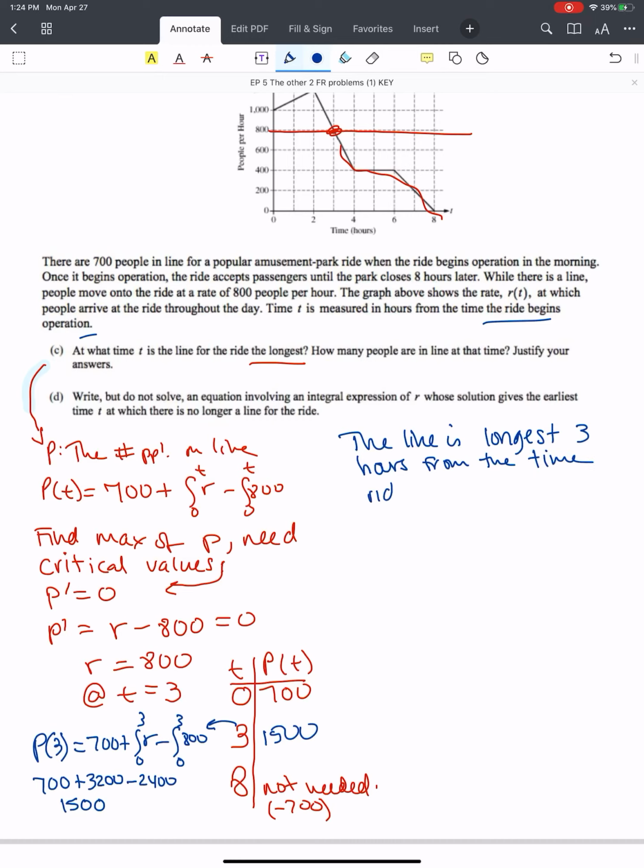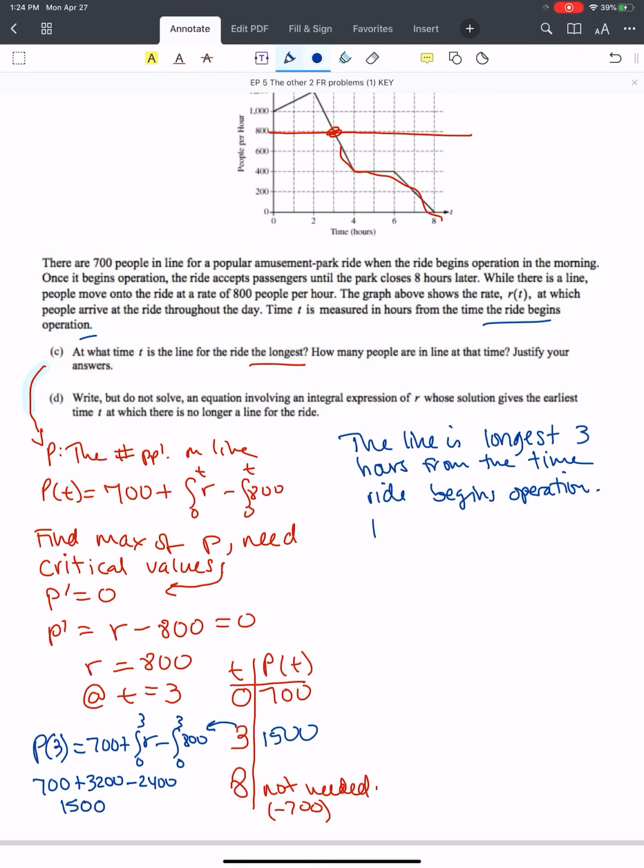The ride begins operation. All right, and then it says how many people are in the line at that time, and you would say the number of people is 1,500. And they would look for this work right here. They just want that. If you don't do everything else and you just do that, that's probably okay. So we want this and we want this, okay?